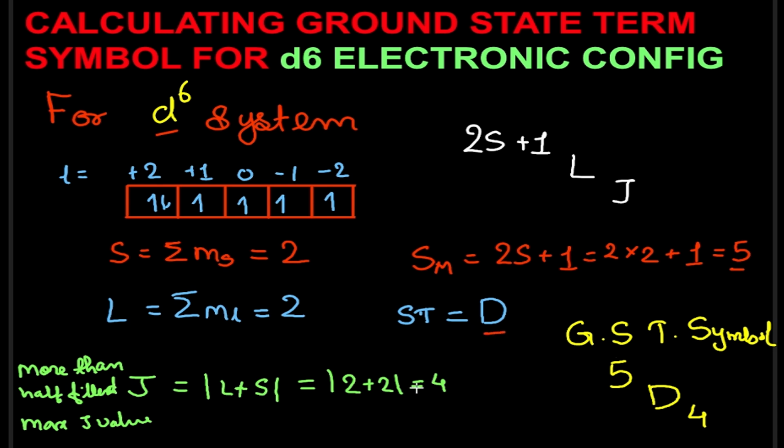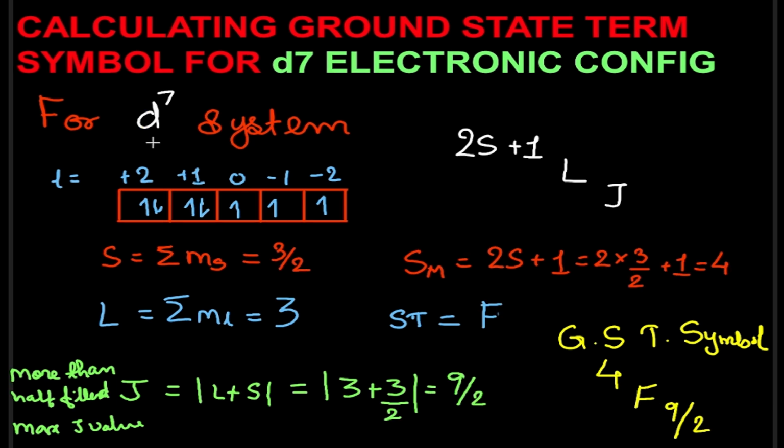The spectroscopic term associated with L equal to 2 is D. And for J, as we now have more than half filled, the maximum value of J will be taken, that is the modulus of L plus S, so 2 plus 2 is 4, and hence the ground state term symbol is quintet D4.